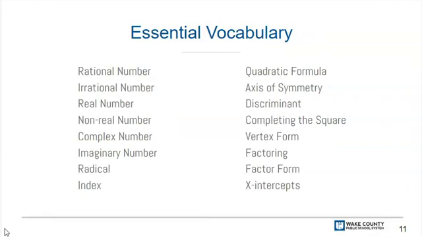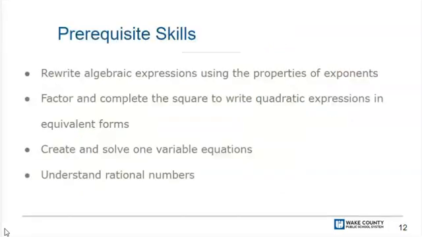Here is a list of key vocabulary terms for this unit. Some of these vocabulary terms should already be familiar to you from previous units and courses. Here are some key skills needed to be successful with the content of this unit. You should be able to rewrite algebraic expressions using the properties of exponents, factor and complete the square to write quadratic expressions in equivalent forms, create and solve one-variable equations, and understand rational numbers.